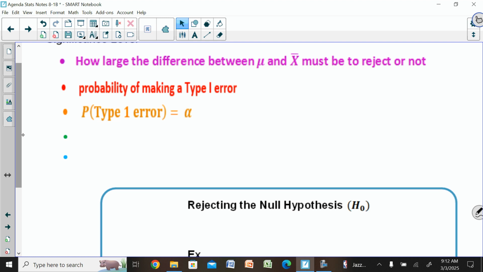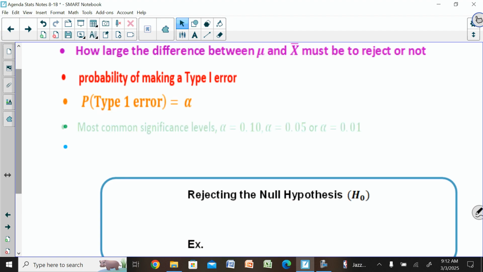When we make a confidence interval, we're 95% confident of something. But remember, there's that 5% that we are not 100% sure. It's our wiggle room. So that is our probability of making a type 1 error. Our most commonly used alphas are 0.10, 0.05, and 0.01.